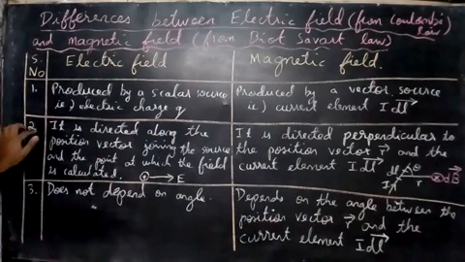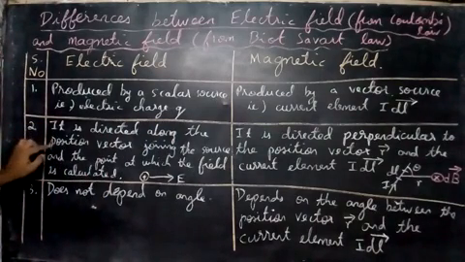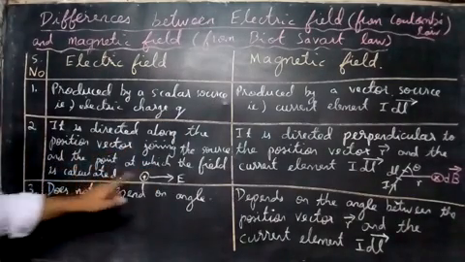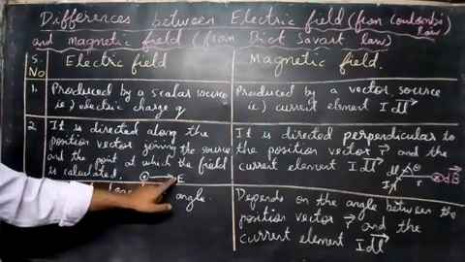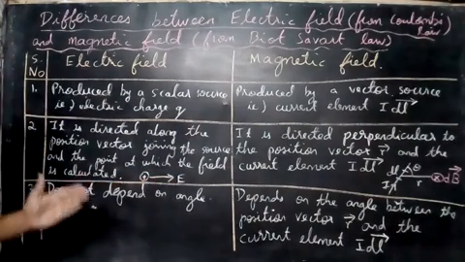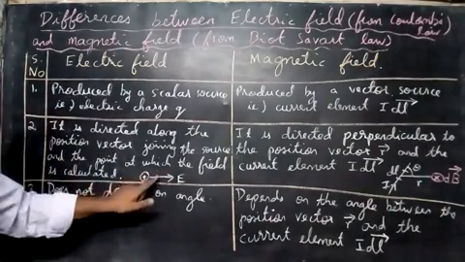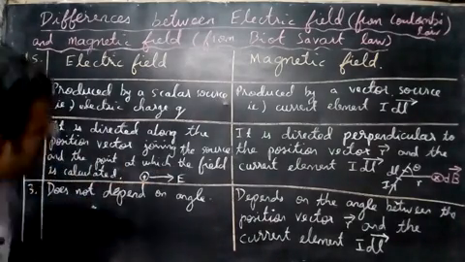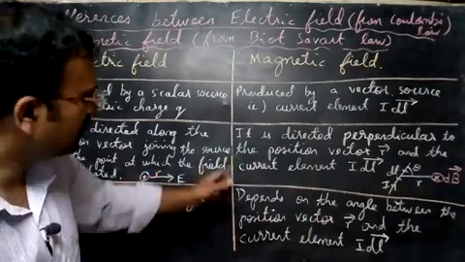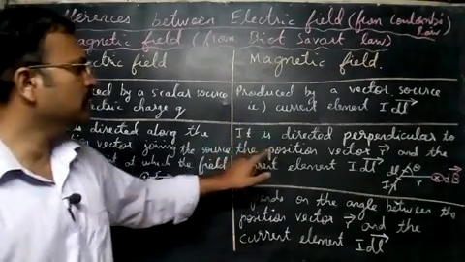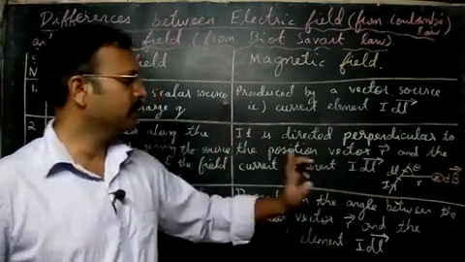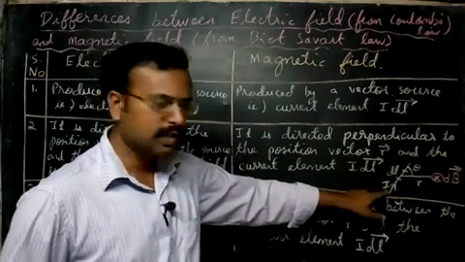Second one, electric field is directed along the position vector joining the source and the point at which the field is calculated. So suppose you want to find the electric field at this point. This is a positive charge here. So electric field will go in the straight direction only. It's directed along the position vector. So this will be the position vector here. If you want to write the position vector, you can write it as R here. So this will be the same direction. But for magnetic field, it is directed perpendicular to the position vector R vector and the current element I dL vector.